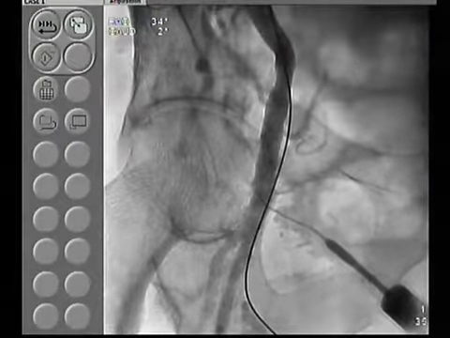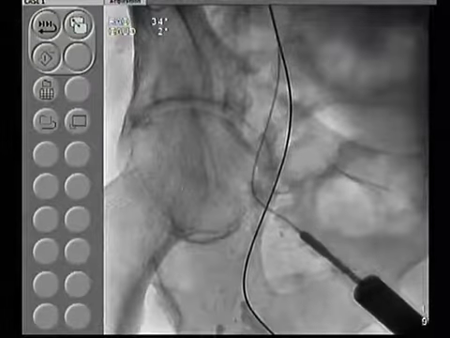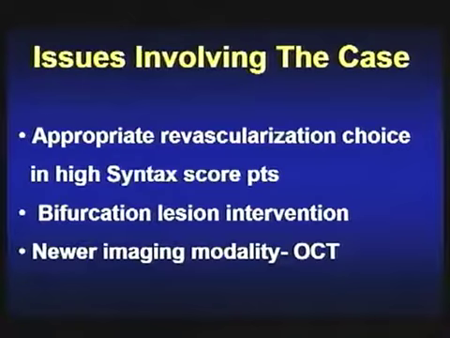Yeah. What I'll do, just briefly, knowing that it's complex and will require multiple interventions, is keep the presentation to a very minimum. In the next 5 or 7 minutes, we'll complete our discussion of the issues involving the case, then highlight the practical application, how to do these complex cases safely, and also incorporate the newer imaging modality, which is OCT.